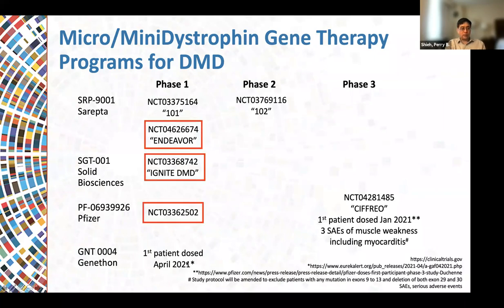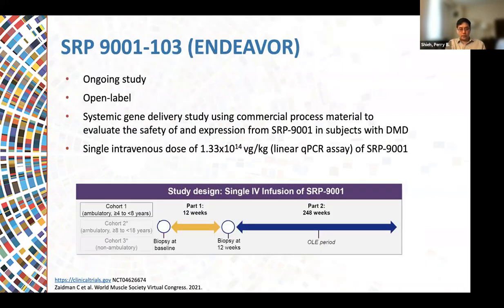I'm going to be focusing today on the data from these 3 clinical trials: Endeavor, Ignite DMD, as well as the Pfizer phase 1 clinical trial. There's not enough data to describe for this one, and I don't have any data for this one either. So first we're going to focus on Endeavor, which is the 3rd clinical trial that Sarepta is running.